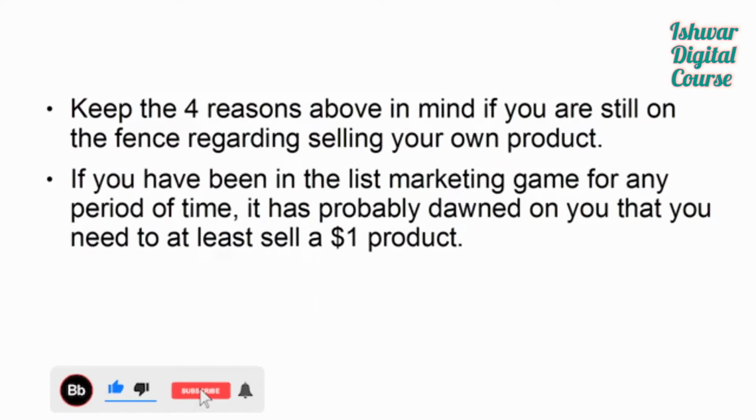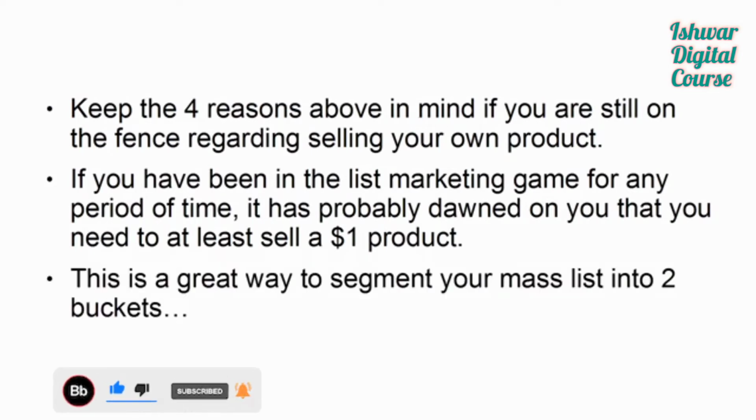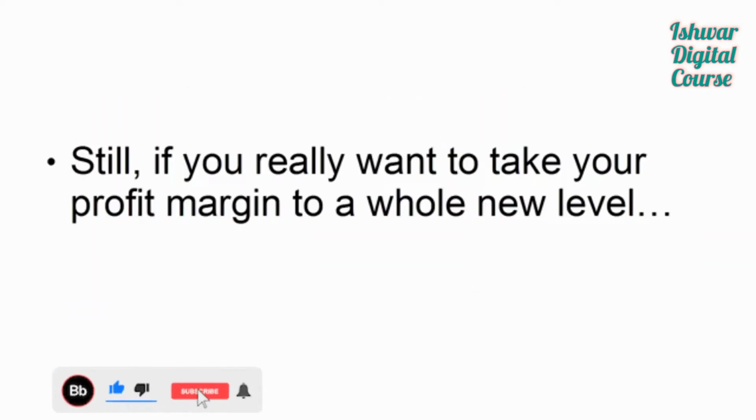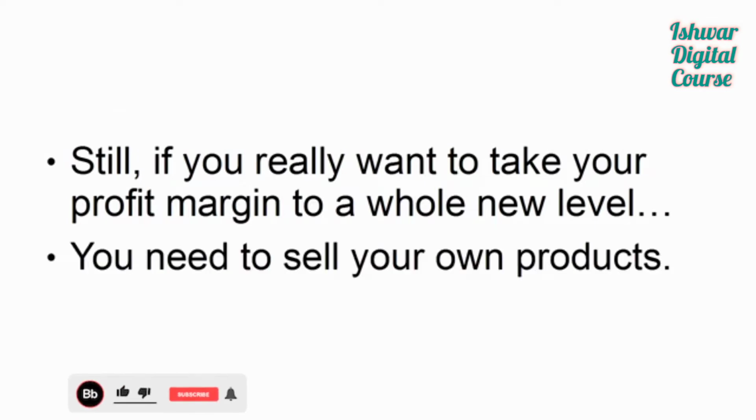If you have been in the list marketing game for any period of time, it's probably dawned on you that you need to at least sell a $1 product. This is a great way to segment your mass list into 2 buckets: tire kickers and buyers. Still, if you really want to take your profit margins to a whole new level, you need to sell your own products.